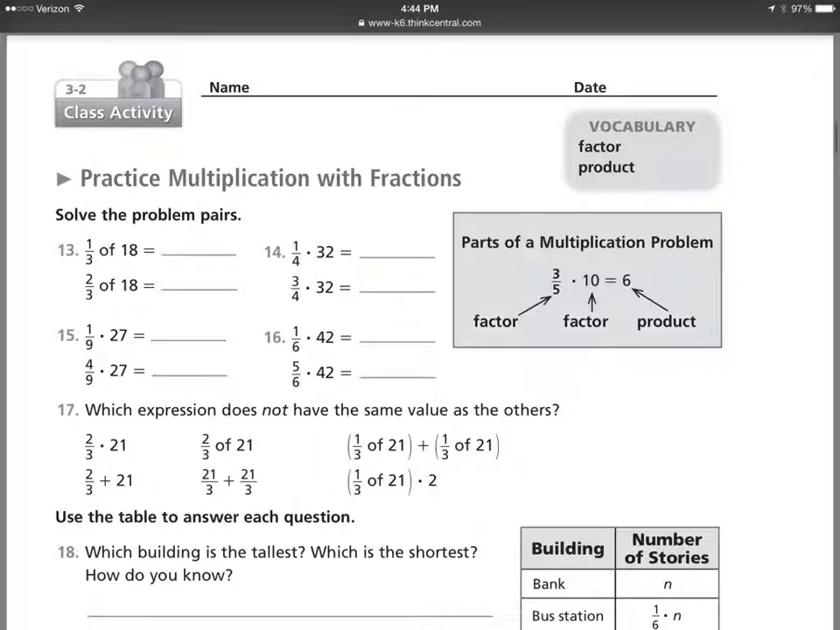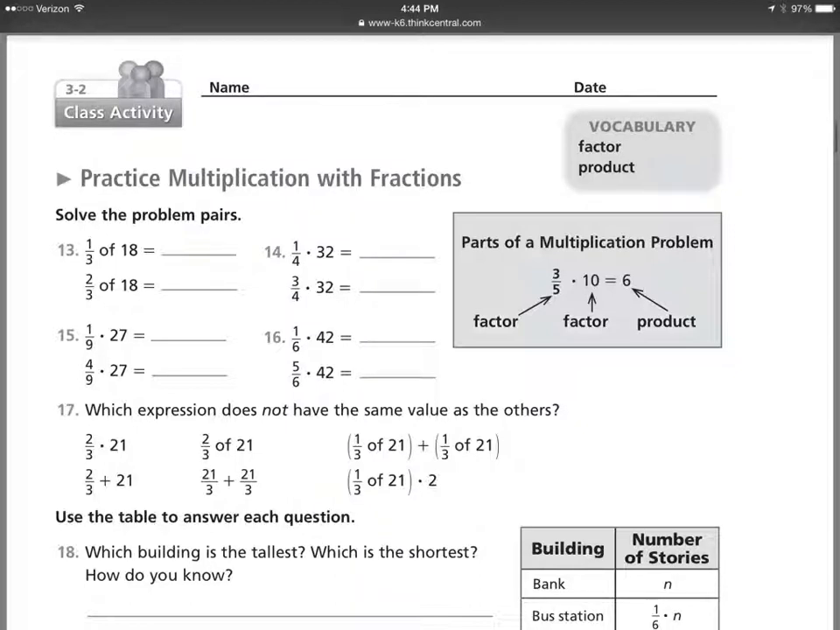Now we're going to take a look at our problems over here, number 13, where we have a set of problems. They're asking us to find 1/3 of 18 as well as 2/3 of 18, but without using a number line and drawing one. So instead, what I'd like you to do is just close your eyes for a minute and listen to what I say. In your mind right now, I'd like you to draw a number line. That number line is going to go from 0 to 18. Now I'd like you to cut that number line into 3 equal parts.